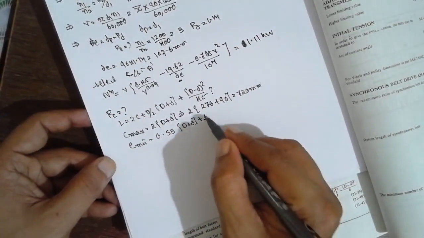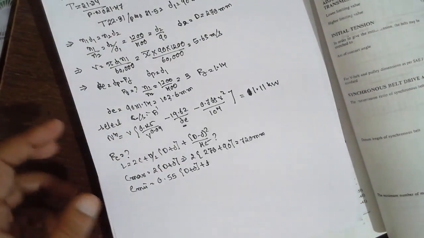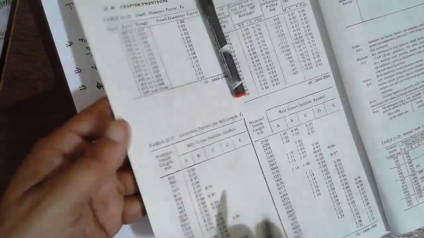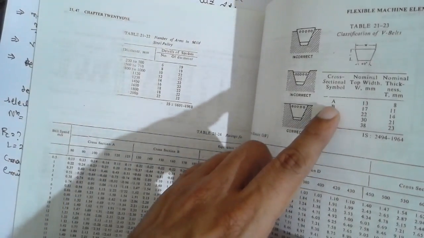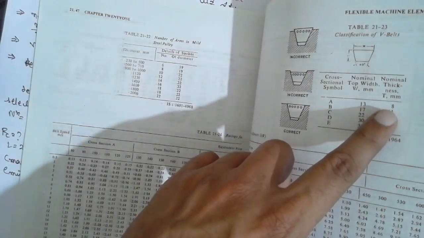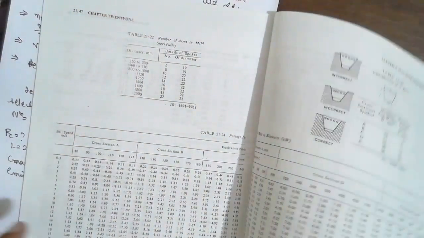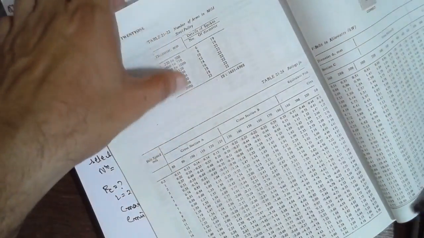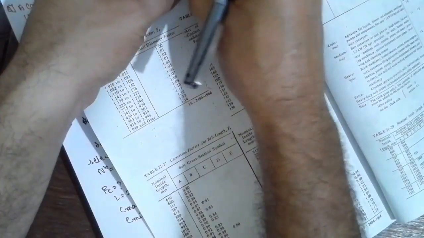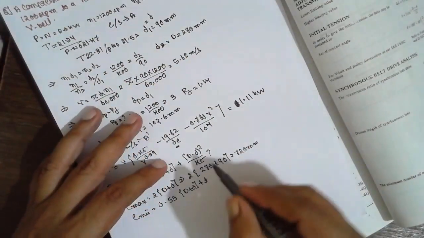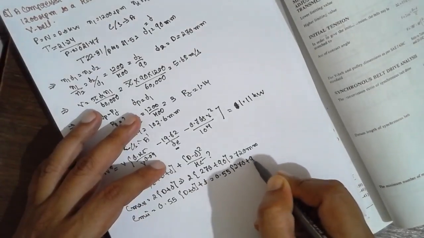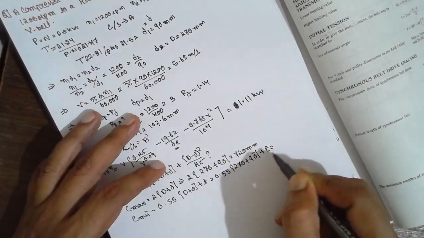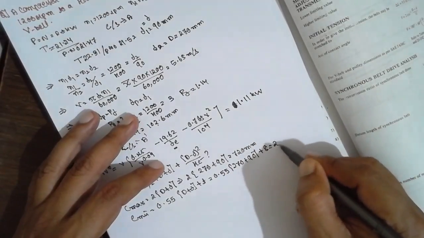What is T here? T can be obtained. Already we know the cross section area A. Therefore, you can obtain the T thickness value by using this diagram. The cross section is A, with width 13 and T will be 8. Write down here, 8. So 0.55 into (270 plus 90) plus 8, the answer will be 206.